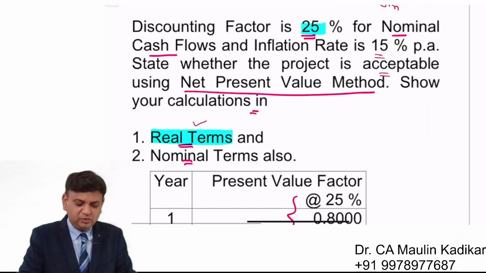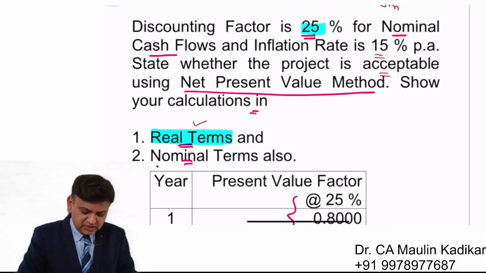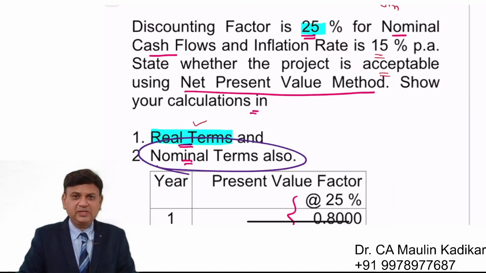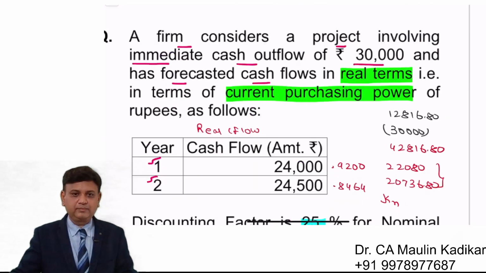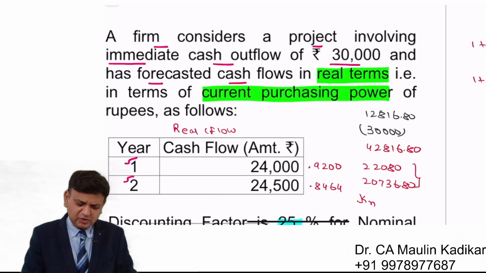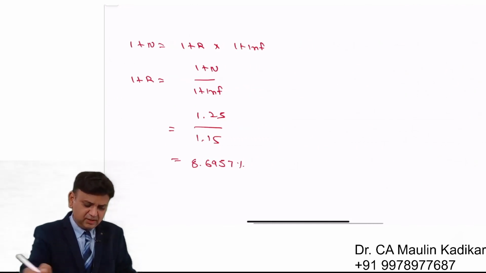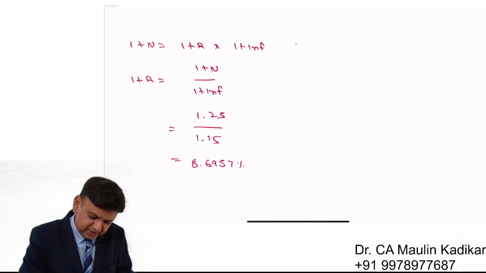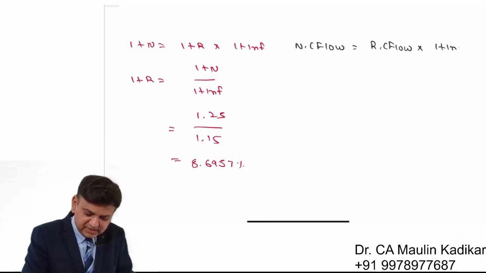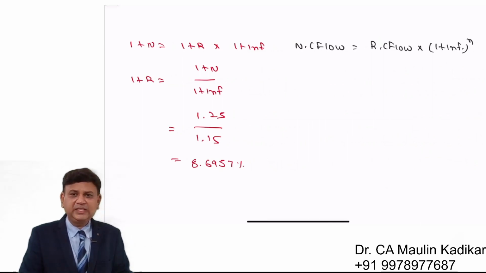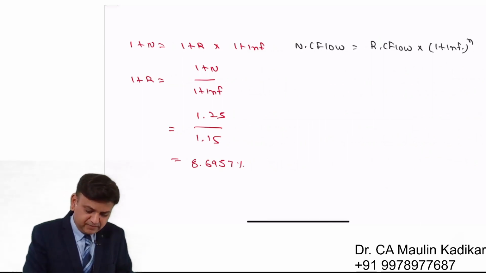Again, I just want you to tell me in the chat box how to do second part of the question. I don't want the answer. Now friends, in case of the nominal cash flow approach, students are requested to pay attention. Nominal cash flows is equal to real cash flows into 1 plus inflation rate raised to n number of years. That is the way the nominal cash flow can be calculated.